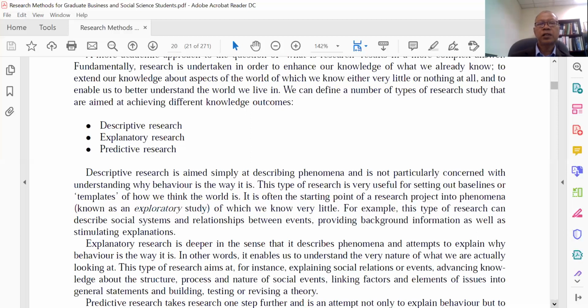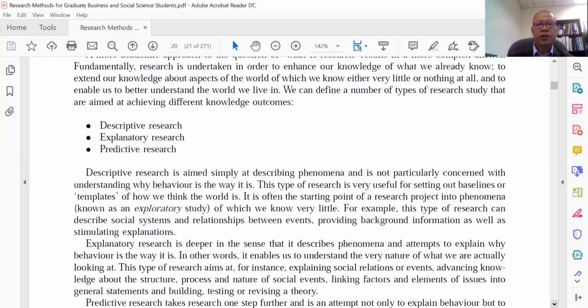It is often the starting point of a research project into phenomena, which we call exploratory study or exploratory research. This type of research can describe, for example, social systems and relationships between events, and provide the background information as well as the explanations.